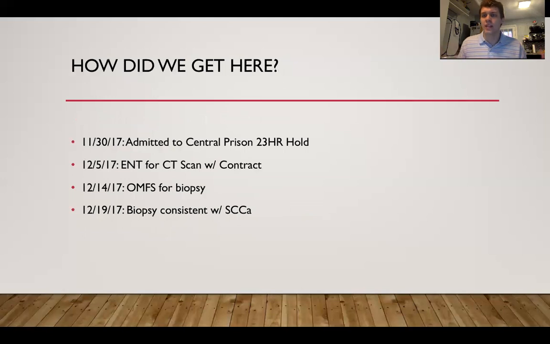So just kind of like a little recap, because I know this is a little intensive here. He was admitted to Central Prison 23-hour hold on the 30th of November because he wasn't taking his blood pressure medication, but he started to complain about the oral mass in his mouth. On the 5th of December, he went to the ear, nose, and throat doctor for a CT scan with contrast where the 2 masses were discovered. On the 14th of December, he went to the oral maxillofacial surgeon for a biopsy. On the 19th of December, the biopsy was consistent with squamous cell carcinoma.